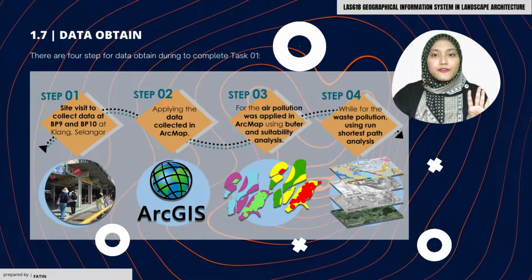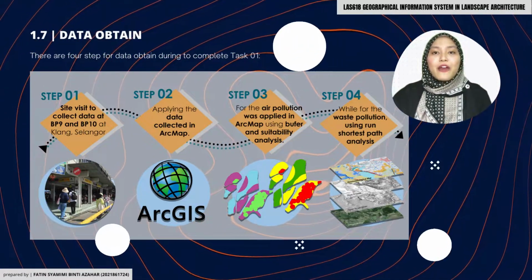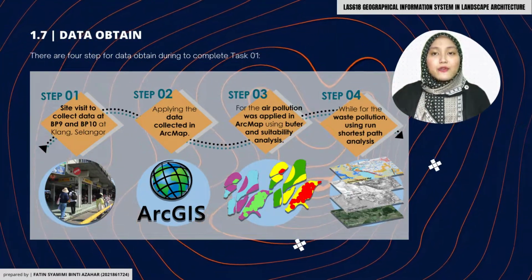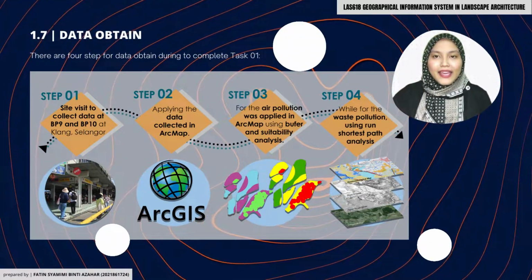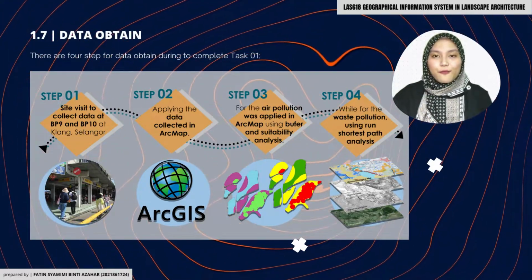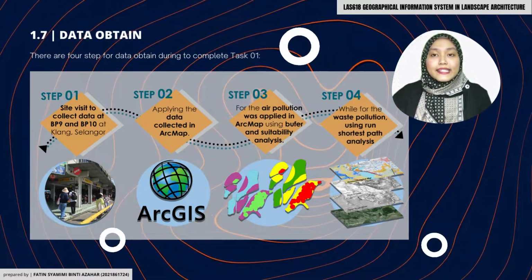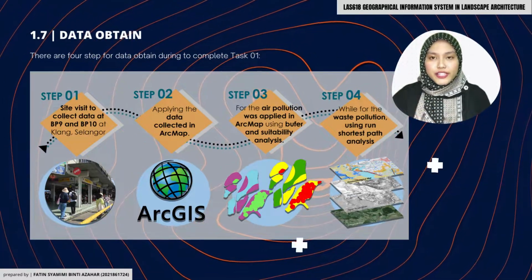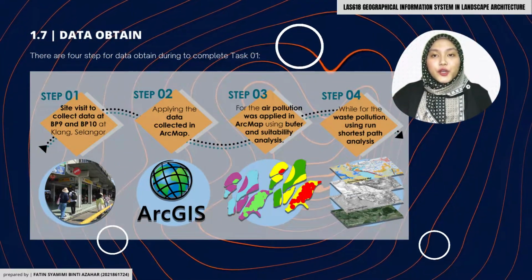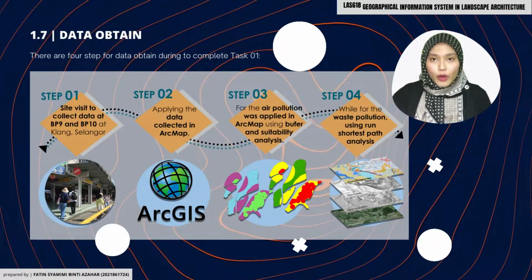There are 4 steps of data obtained to complete our case study of this final project. The first step is site data collection. Second step is applying the data in ArcGIS software. Step 3, analyzing the data using buffer and suitability analysis for the air pollution. Lastly, using the shortest path analysis for the waste pollution.